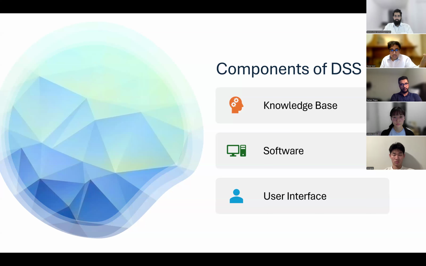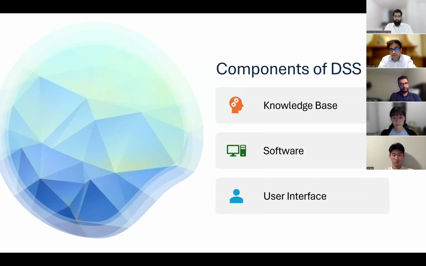When it comes to the user interface, it's basically what you're seeing in front of your screen. For example, in the Excel application there are cells, rows, columns, and the ribbon at the top. This whole visual component of the software is basically the user interface.